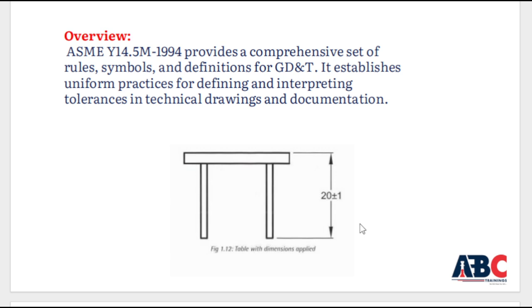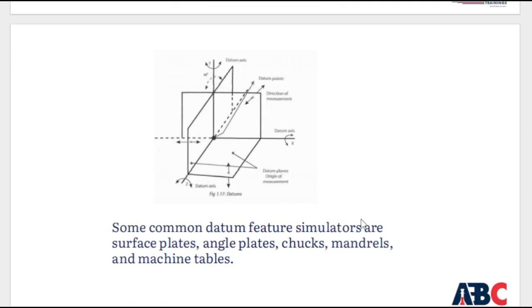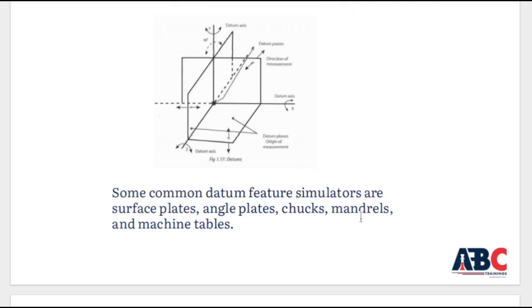ASME Y14.5 1994 provides a comprehensive set of rules, symbols, and definitions for GD&T. It establishes uniform practices for defining and interpreting tolerances in technical drawings and documentation. Some common datum feature simulators are surface plates, angle plates, chucks, mandrels, and machine tables.